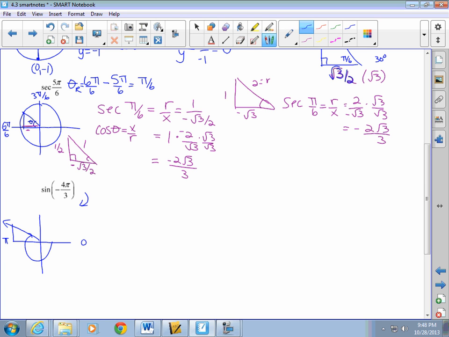So this is going to be my triangle. If it's in this quadrant, I'm going in a negative. I know to go from here to here, I'm going to have to do some subtracting. So I have my 4 pi over 3, and I subtract my 1 full pi, so that's 3 pi over 3, to get pi over 3 as my reference angle.